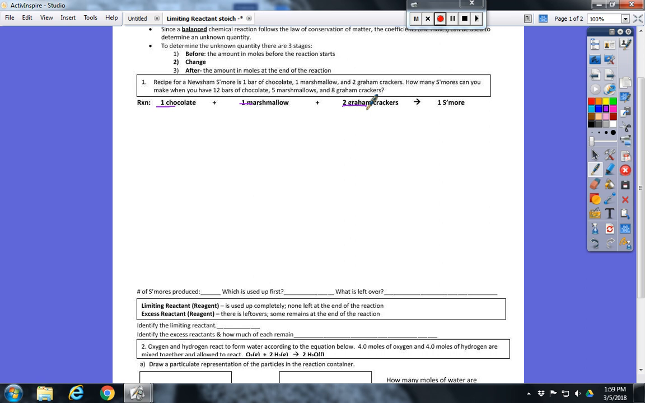But in this problem I have more ingredients, so I want to know how many s'mores I can make. So I have 12 chocolates, I have 5 marshmallows, and I have 8 graham crackers. Now this example might seem a little silly, but sometimes it's easier to see what's going on if we can use something as mediocre as making some s'mores.